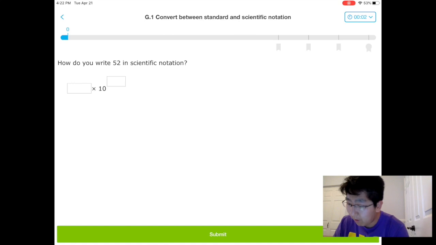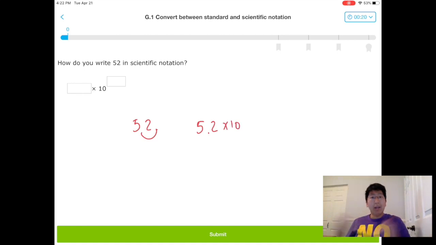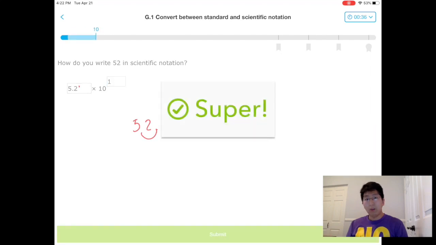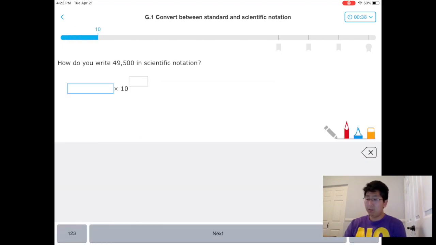So right here, write 52 in scientific notation. So 52, the decimal point is right here. Okay, and we need to move it over so that there's just one digit to the left. So 5.2 times 10, and 52 is a big number because we're comparing it to 1 to 10. Is it bigger or smaller? It's bigger than 10, so it's going to be a positive 1. So right here, I'm going to write 5.2, and over here I'm going to write 1. Super.